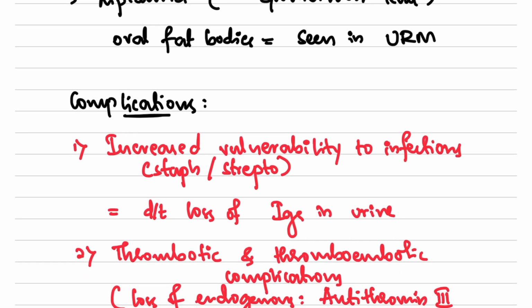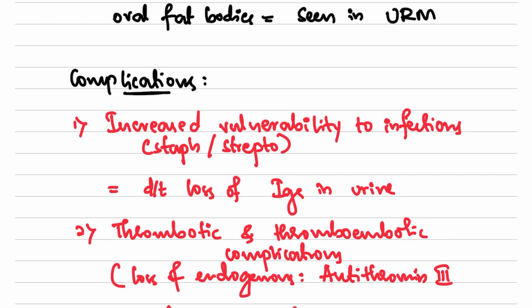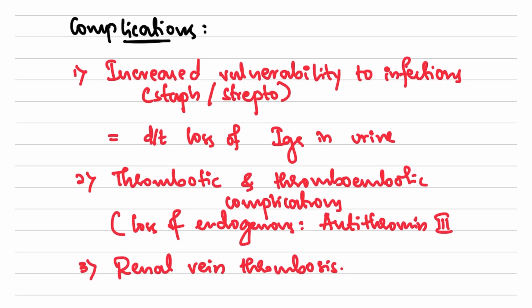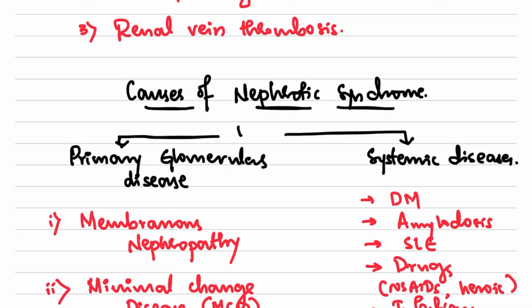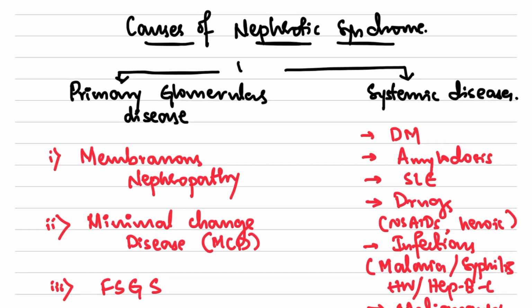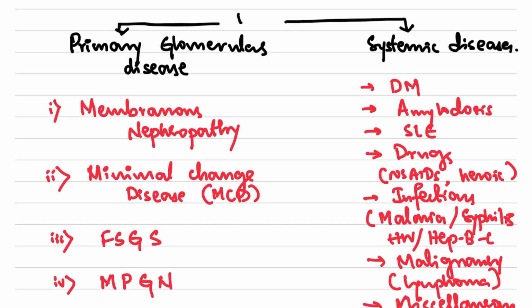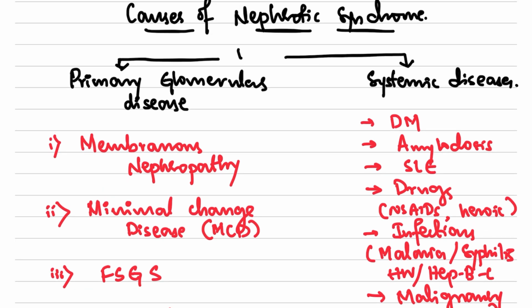The complications of nephrotic syndrome will be increased vulnerability to infections, thrombotic complications as well as renal thrombosis, and these are the causes of nephrotic syndrome. It can be primary glomerular disease as well as on the background of systemic diseases. We'll be going through the lecture with each of the primary glomerular diseases. In this lecture we'll be learning about membranous nephropathy. In the upcoming lectures we'll learn about minimal change disease, FSGS, MPGN and IgA nephropathy. These are the systemic diseases that can lead to nephrotic syndrome.